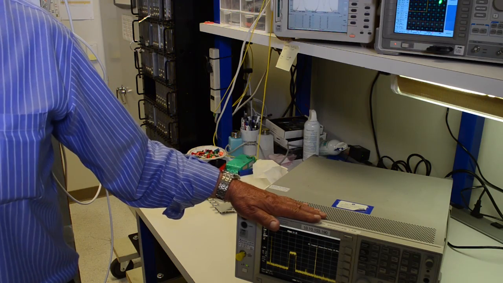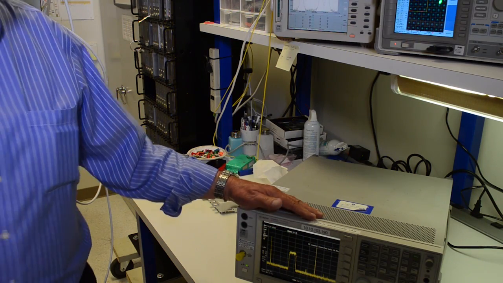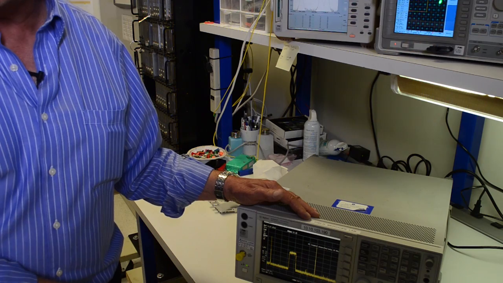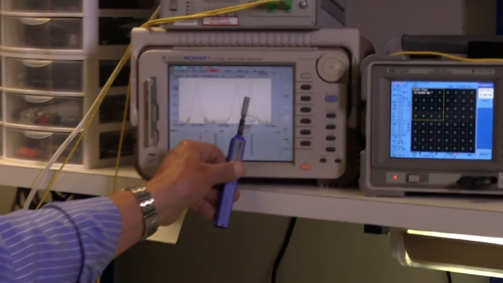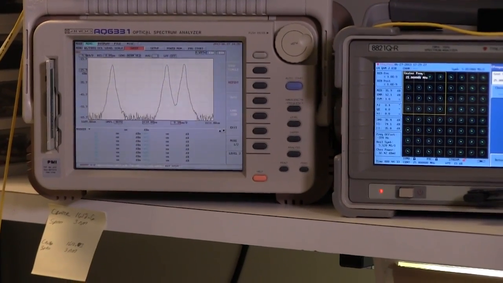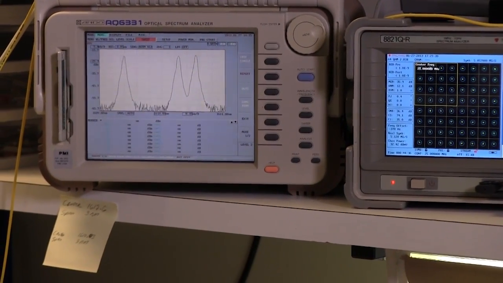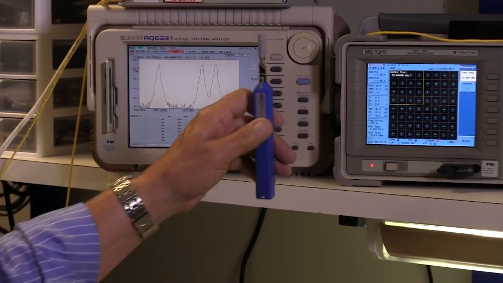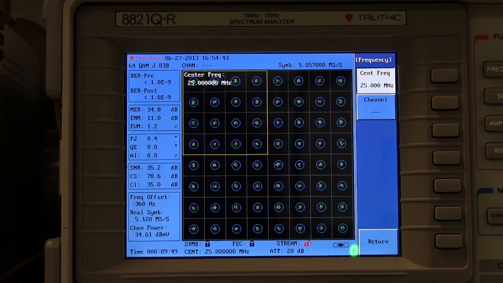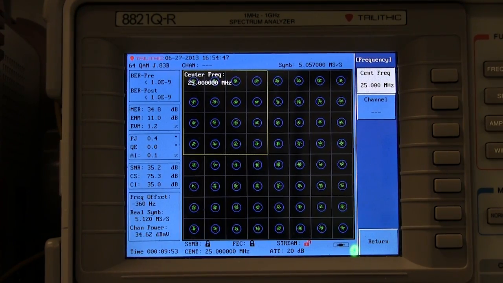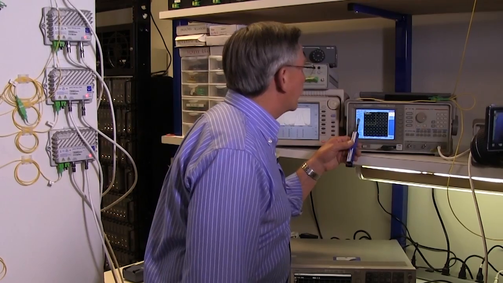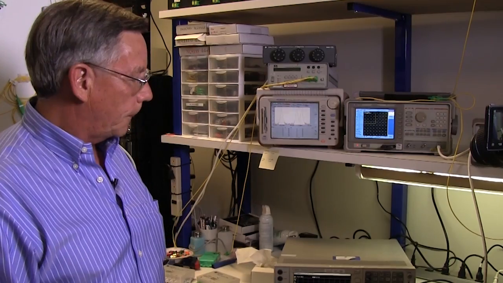The spectrum analyzer here gives you a shot of the carrier to noise on a normal system. The optical spectrum analyzer shows you the optical output of these three CPEs that are on. The digital spectrum analyzer gives you an MER reading. The current MER reading is 36 on our reverse.